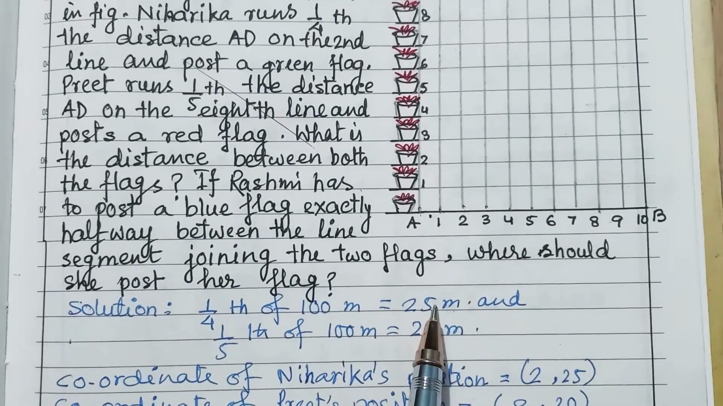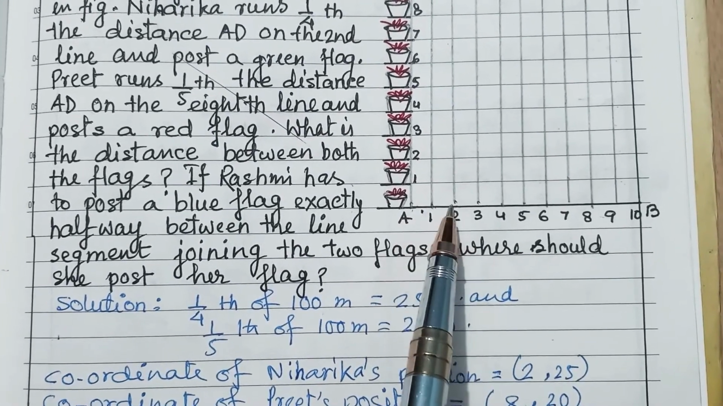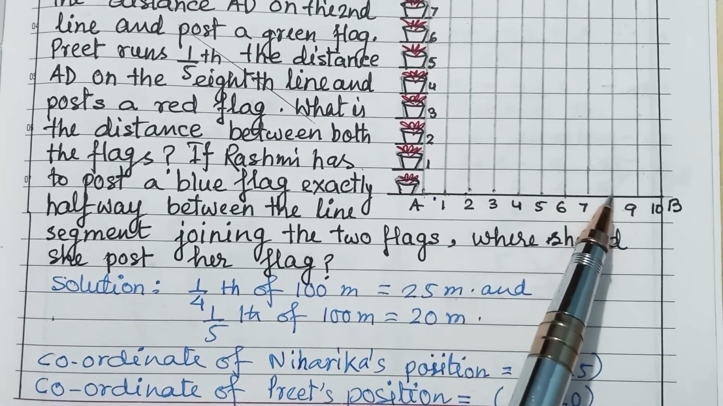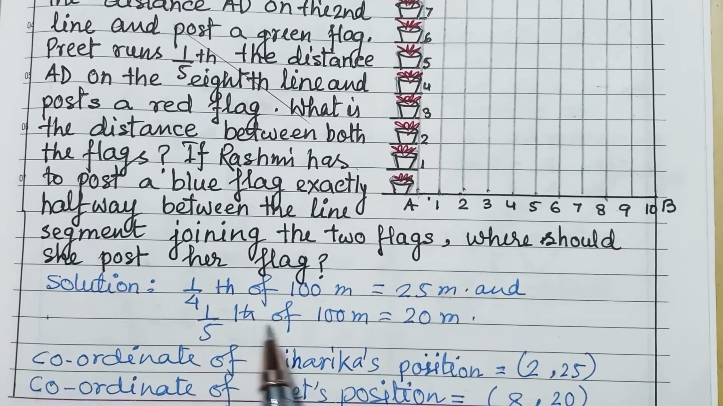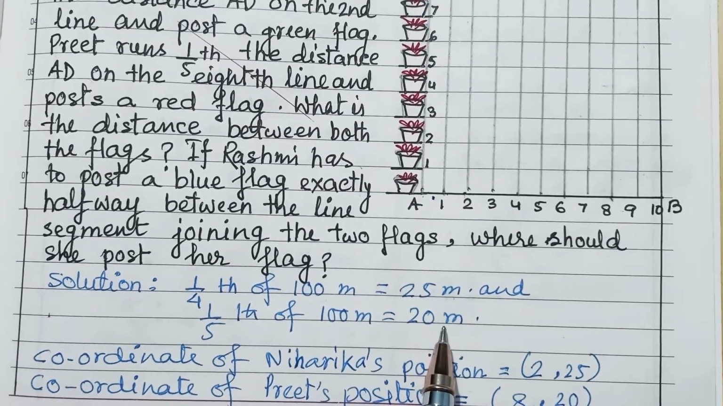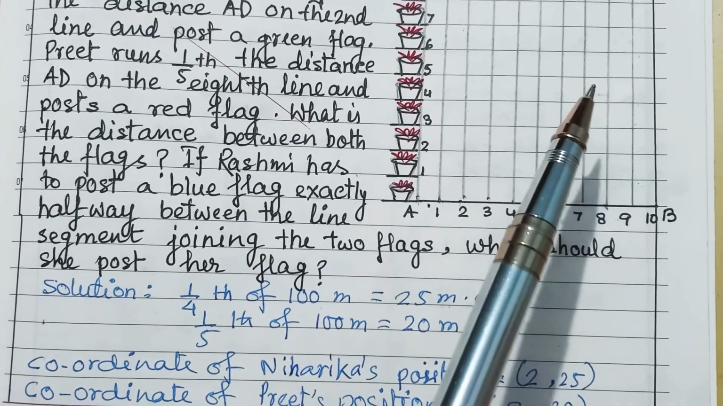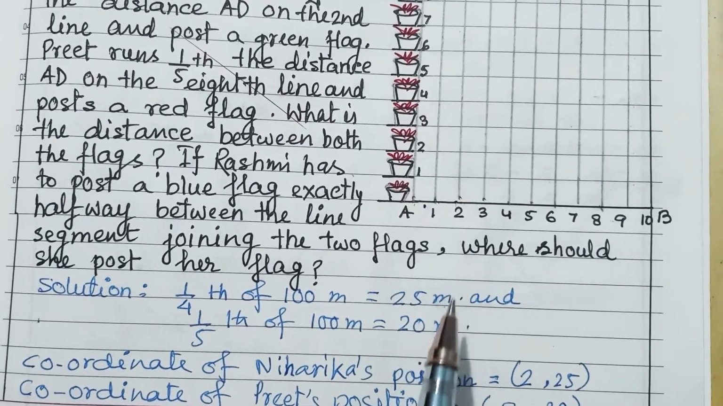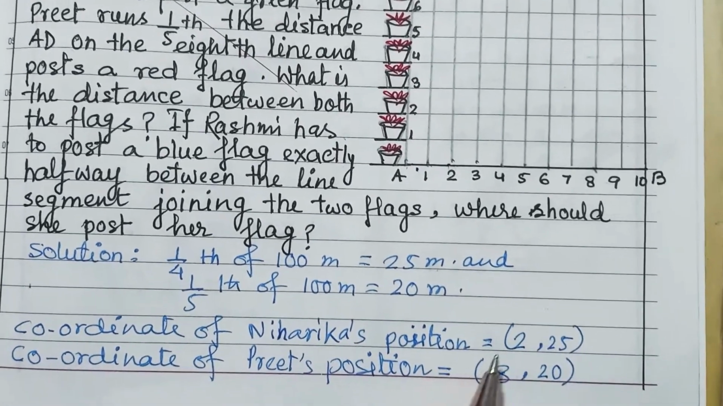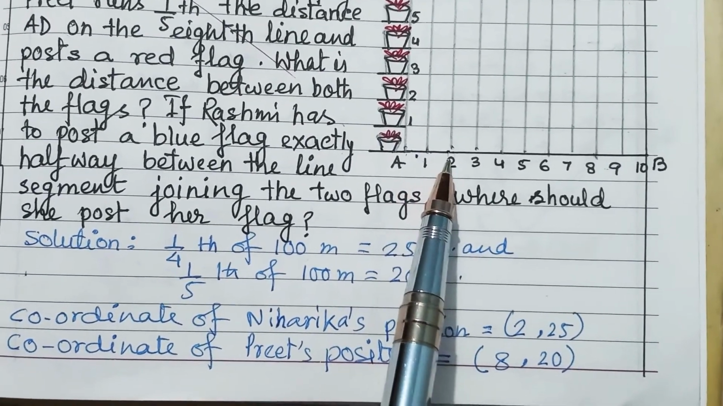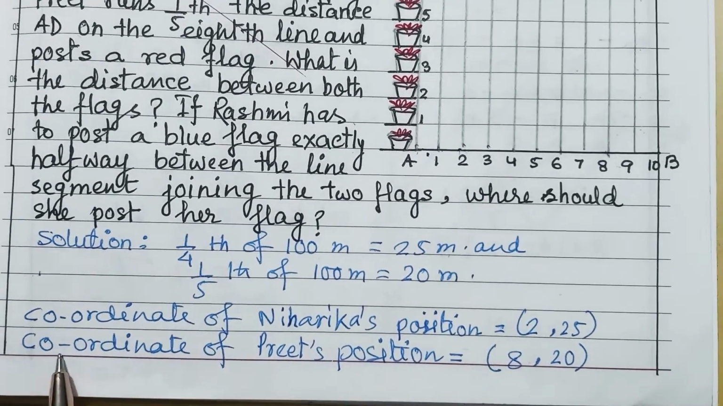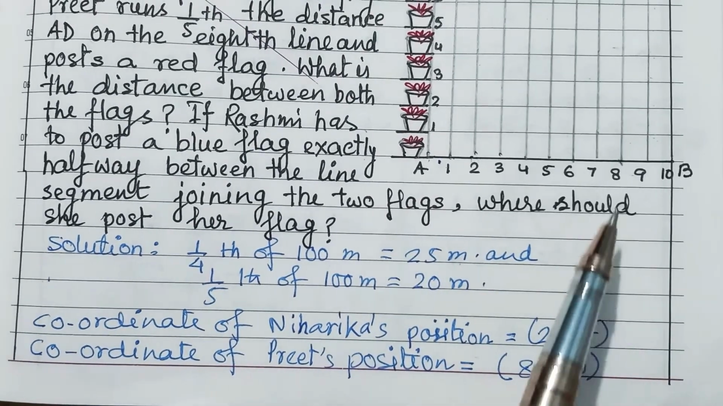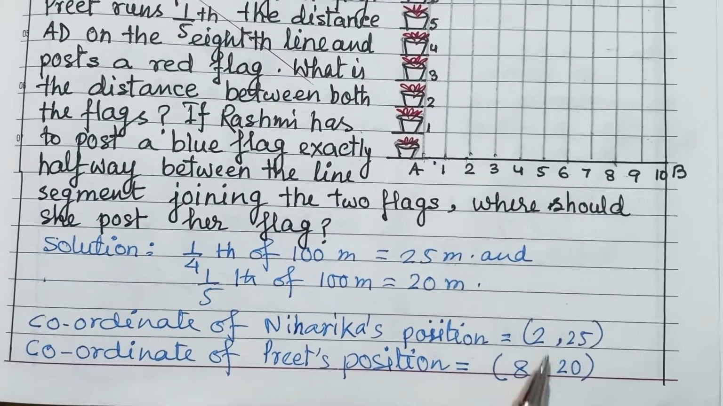Niharika is on the second line. And Preet is on the 8th line, and he goes 1/5 of the 100 meters, which means 20 meters. So on the 8th line it is 20 meters and on the second line 25 meters. Now the coordinate of Niharika is (2, 25), x-axis is 2 and y-axis is 25. The coordinate of Preet's position is (8, 20).